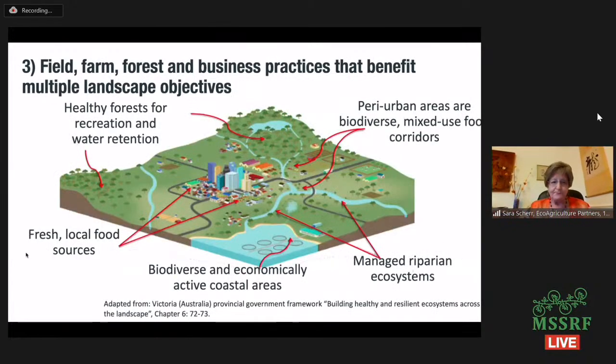The third one is that the design of the individual field, farm, forest, and business practices benefit multiple landscape objectives. And all the examples that were presented here today have shown how these really clever ways of designing interventions have multiple benefits and impacts on people, the economy, and nature.